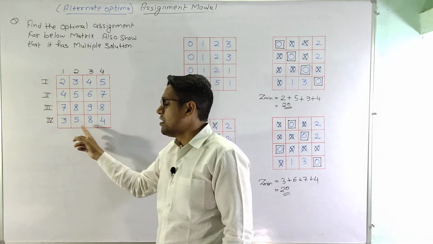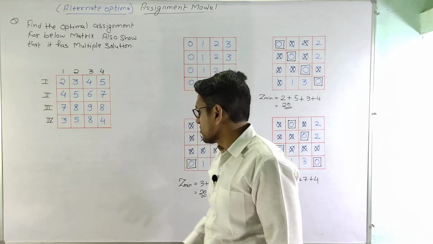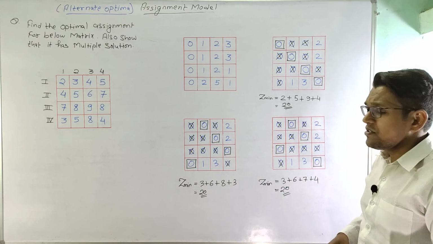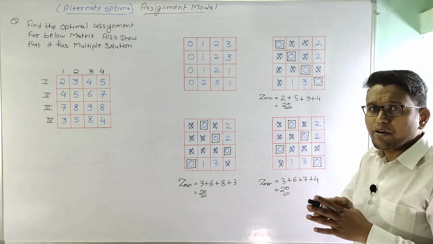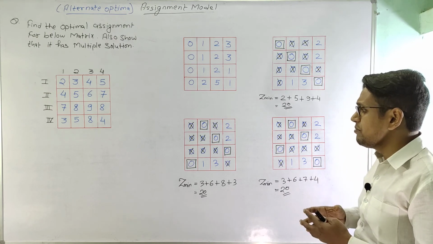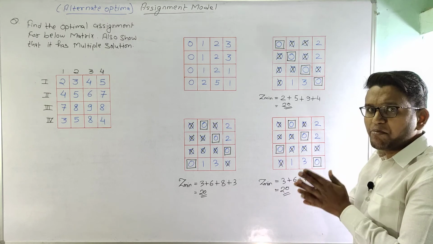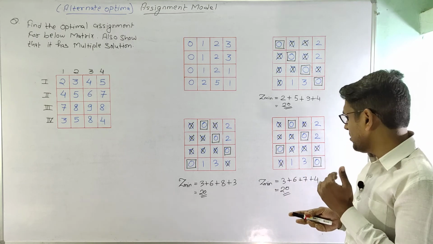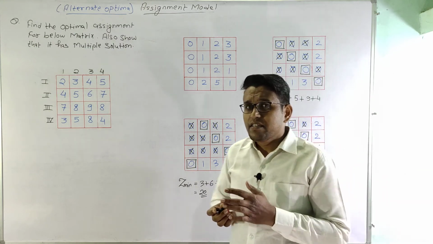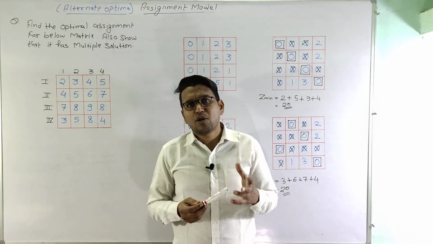for the original matrix. So this is the case where we do not find an assignment by the proper method, and if we assign arbitrarily, there is a possible chance that there may be another solution, or we can say multiple solutions exist, and this is also known as alternate optima.